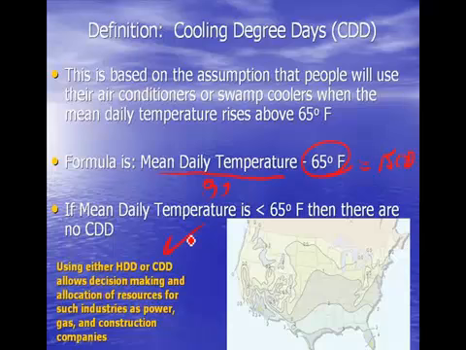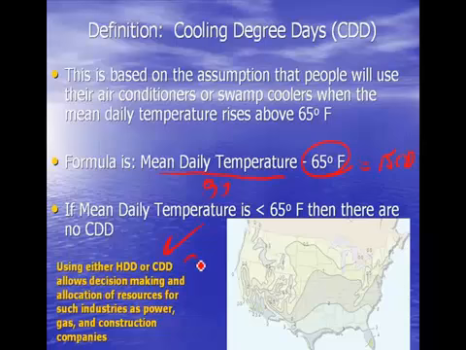So basically, heating degree days and cooling degree days are used in decision-making processes for such industries as power, gas companies, and construction companies. For instance, power companies during the summer will expect an increase in energy usage once we get above 65 degrees, whereas during the wintertime, oil companies and gas companies will expect more use of furnaces as we go through the wintertime.